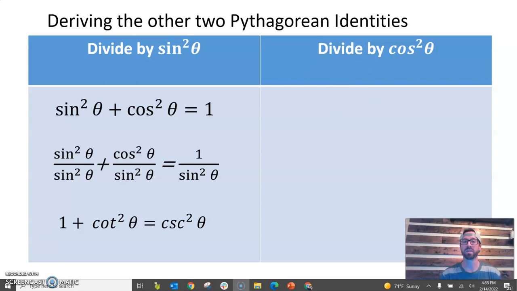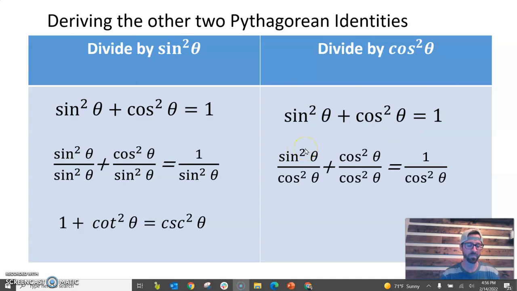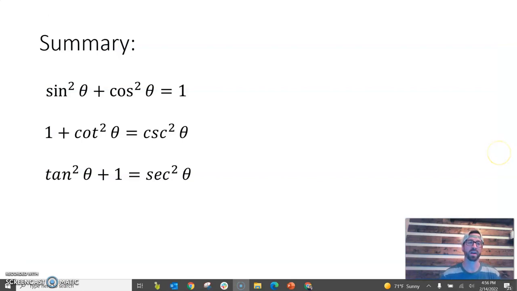And then let's come over here and take our same original Pythagorean identity, and now instead of dividing by sine on both sides, let's divide by cosine on both sides. Sine over cosine is tangent. Cosine over cosine is 1. And 1 over cosine is secant. And all of those values are squared. So here's our original Pythagorean identity, and then we used it to derive our second and third Pythagorean identities. So here are your three Pythagorean identities.